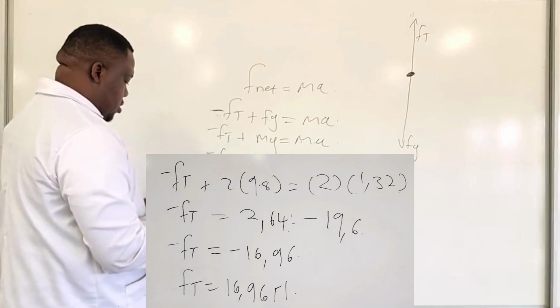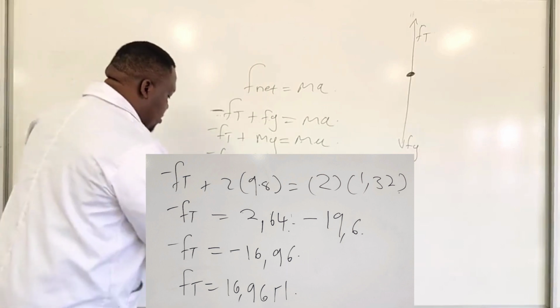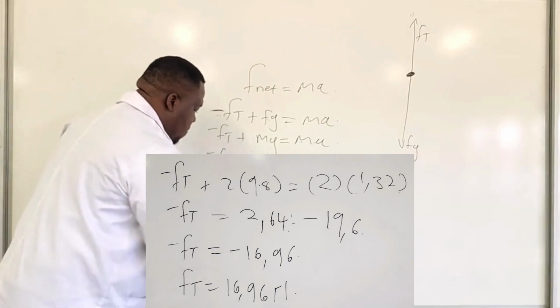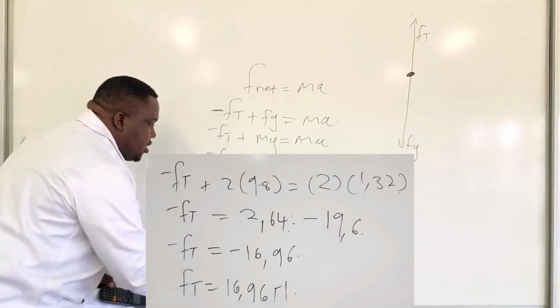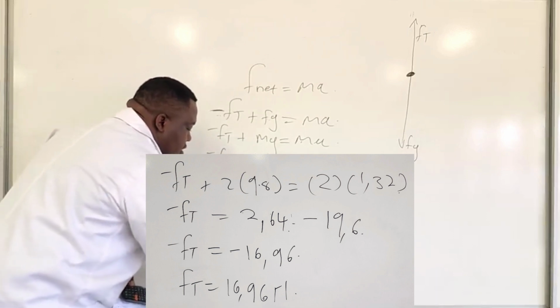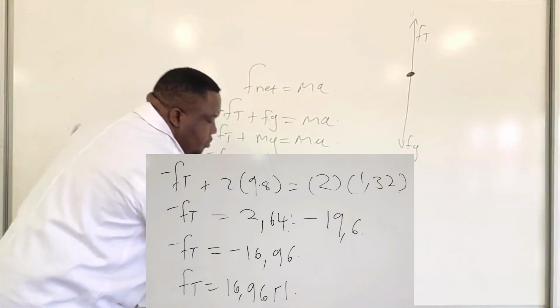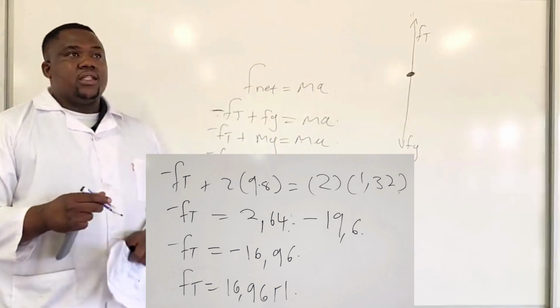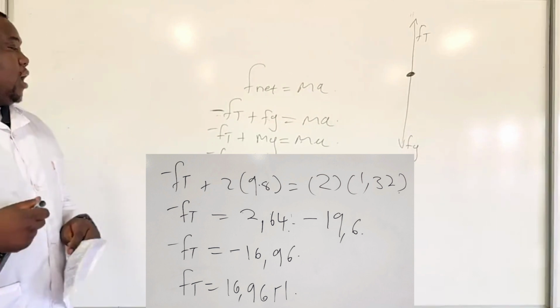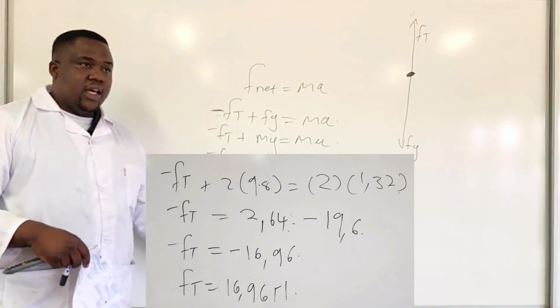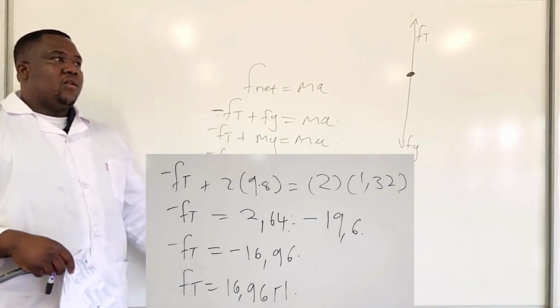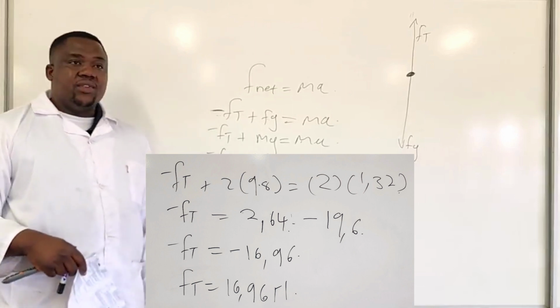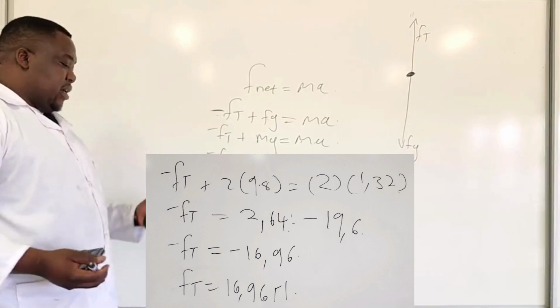10.56 minus 19.6. That will give me minus 9.04. It means that tension is equal to 9.04 Newton upwards. As you can see, the tension is upwards. So this is the direction of the tension, and the magnitude of the tension.